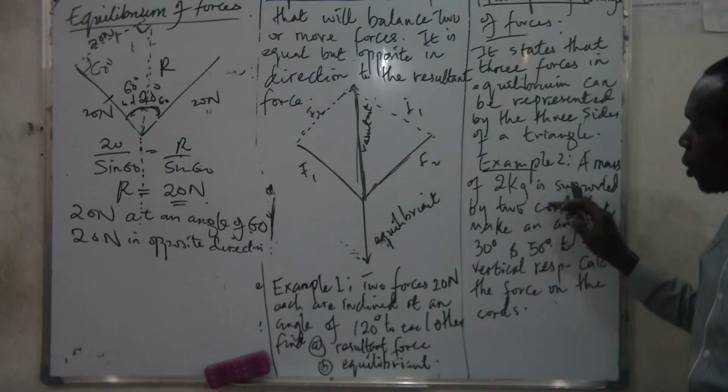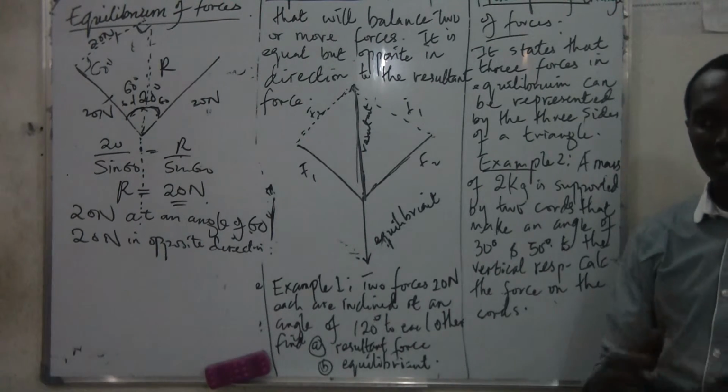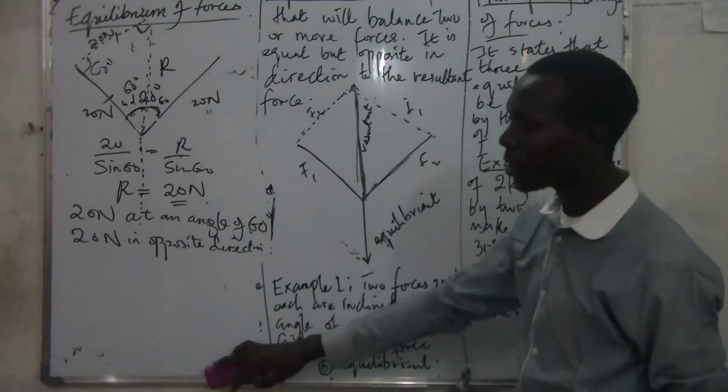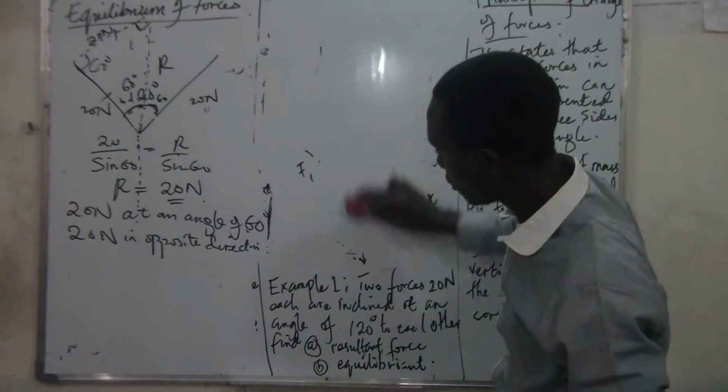Example 2. A mass of 2 kilograms is supported by two cords. As we are reading this example, I want us to visualize how the structure will be like. So let's draw this on the board and see how this structure will be like.